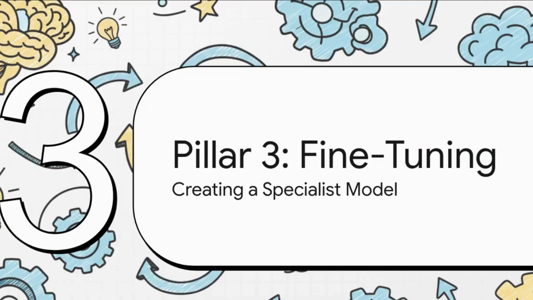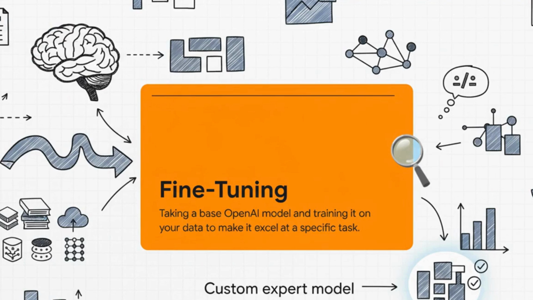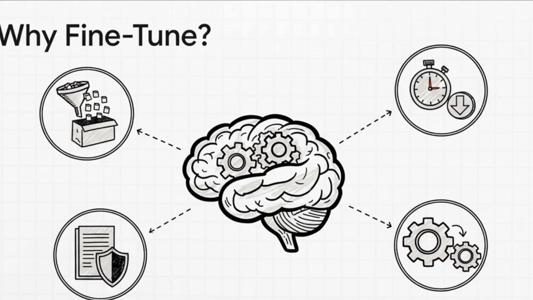And that brings us to pillar number 3, fine-tuning. This is where we go beyond just instructing a general model, and we actually create a brand new specialist version of it that's trained for your specific task. So what is it? Fine-tuning is when you take a powerful base model like GPT-4, and then you train it even further on your own custom data set of examples. What you get out the other side is a new custom model that's an expert in exactly what you need it to do.